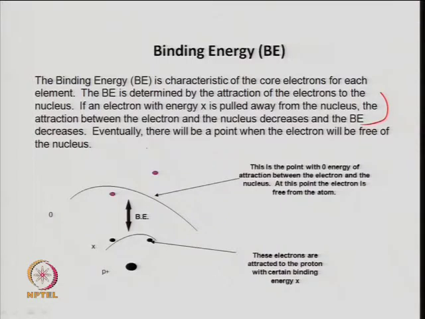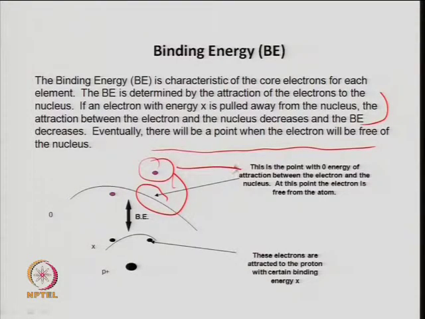Now, there will be a point when the electron is free of the nucleus, when the given energy exceeds the binding energy. It will be released from the surface of the atom. That is what is shown here. This is the point of zero energy attraction between the electron and the nucleus, and the electron is free of the atom, which is this electron.